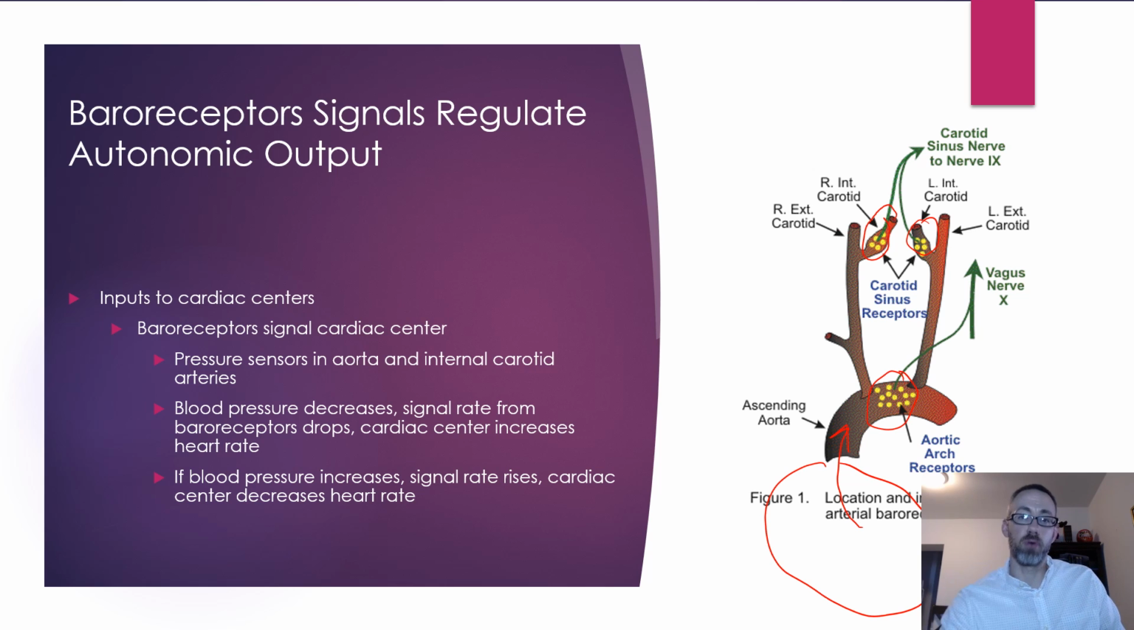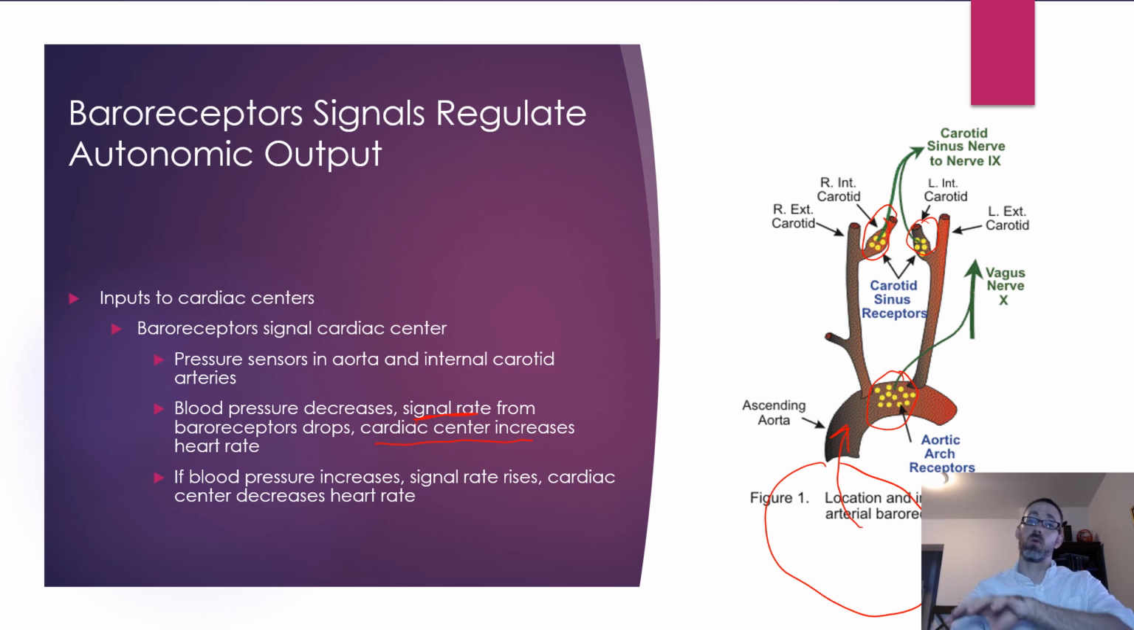And so what happens is if the blood pressure changes, if it goes up or it goes down, it changes the firing rate of those specialized cells. Those cells actually constitutively fire at a baseline rate. And that firing is constantly signaling the medulla. So, for example, if blood pressure were to decrease, the signal rate from the baroreceptors would drop. So remember, it's constantly firing. That signal would actually drop, so it would fire less often. And that would actually signal the cardiac center to increase the heart rate.